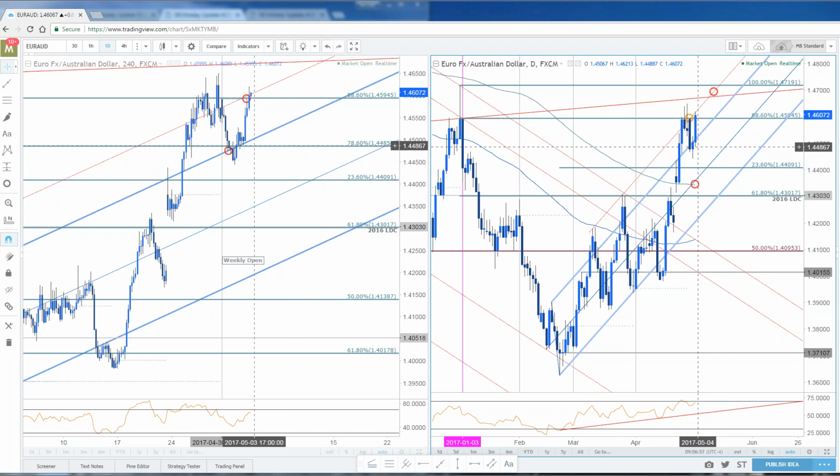44.88, 44.85 was sort of the support level that we had highlighted earlier on the pullback. So a nice gutsy entry on that one, Sandy. Well done.